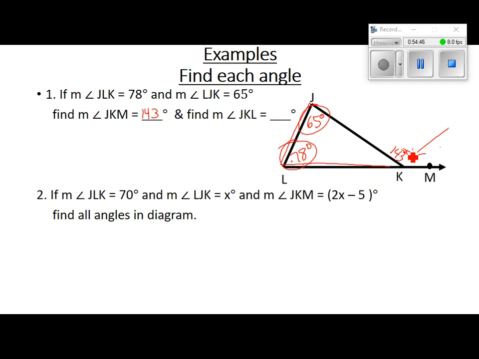Now, we also want to find this angle in here. Just subtract 143 from 180, because those two should be supplementary, right? So how much is it? 37, I heard. Is that correct? Yeah.